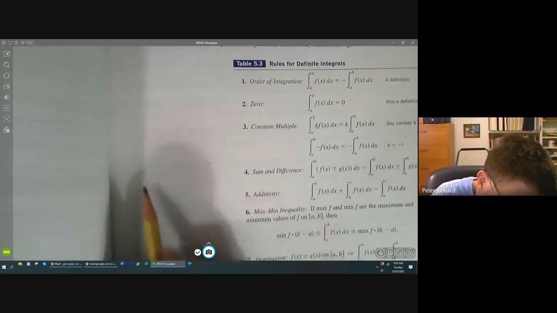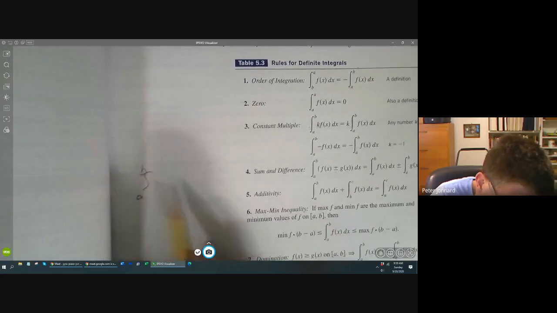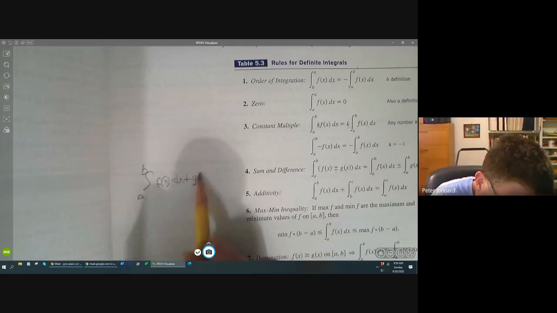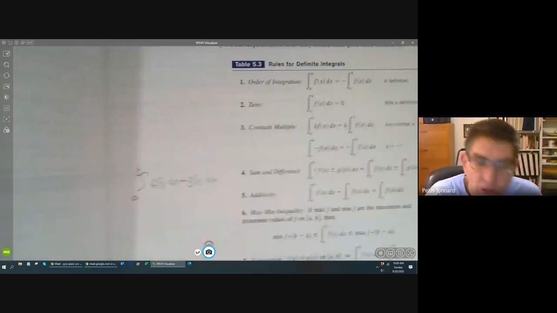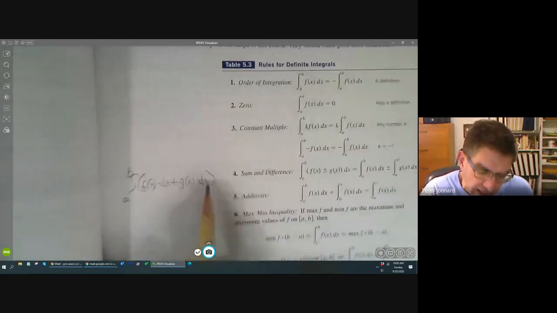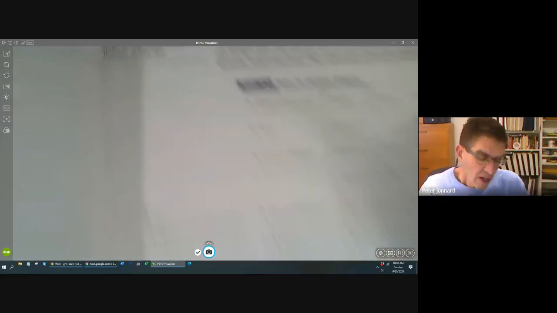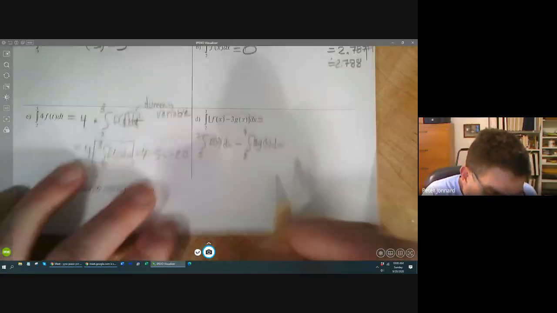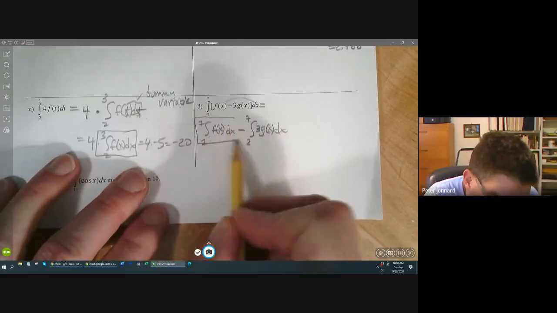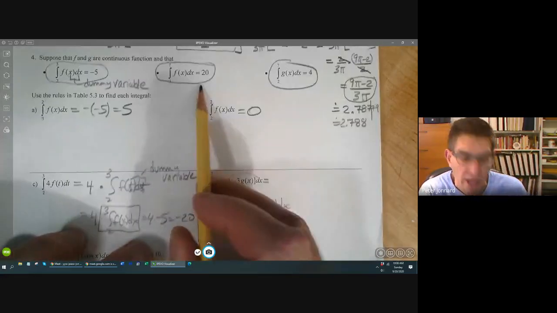I actually could integrate from a to b of f of x dx plus g of x dx. That's a little bit of a weird way of writing it, but that's perfectly okay. It says exactly the same thing as what we have going on here. Now, this one we already know. They already told us that this was equal to 20.